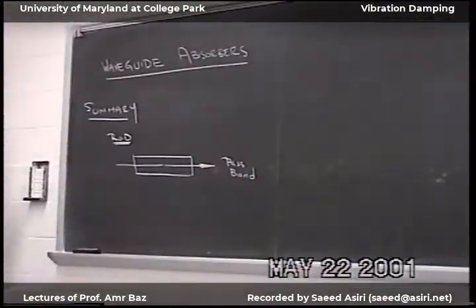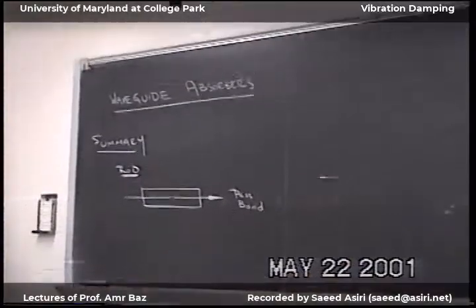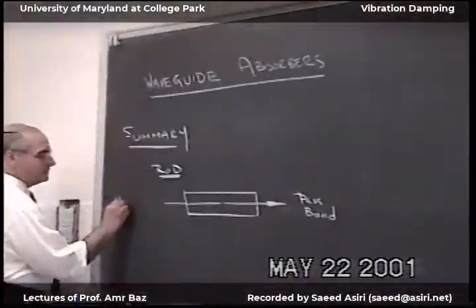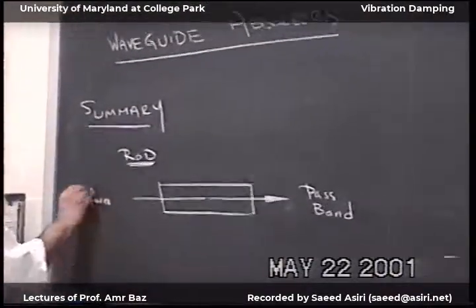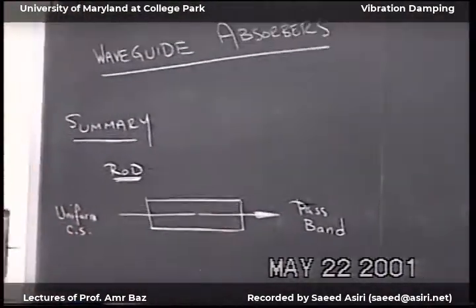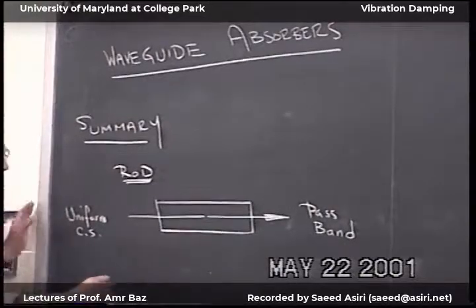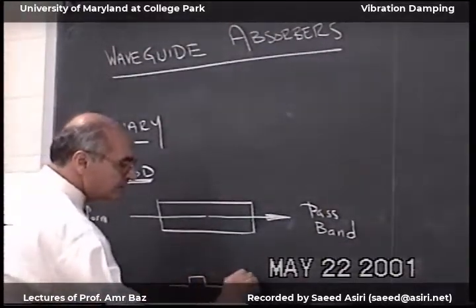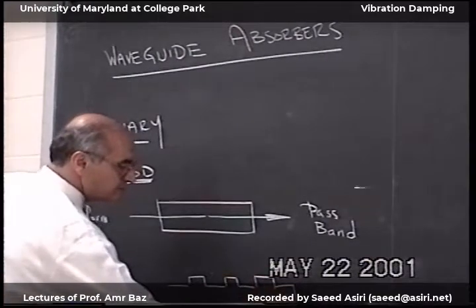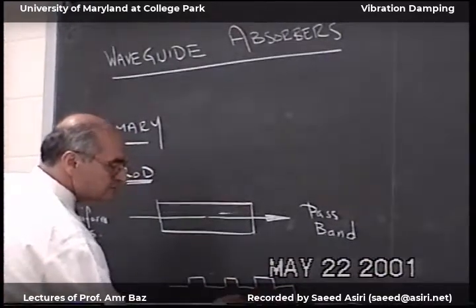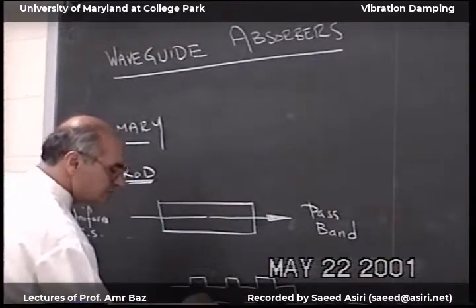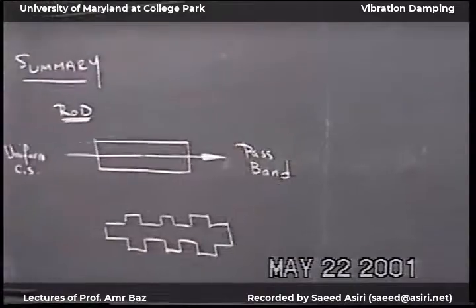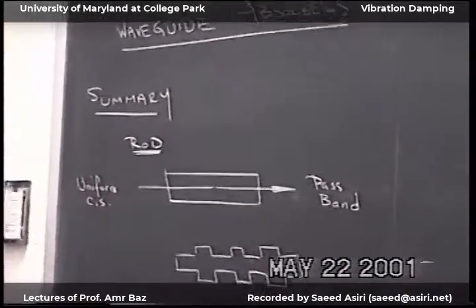And okay. If I have periodic, this is uniform section. If I take a rod and make it periodic, then this can have pass and stop band.